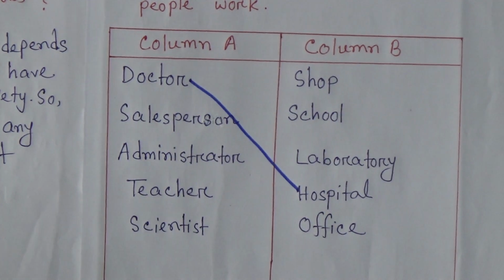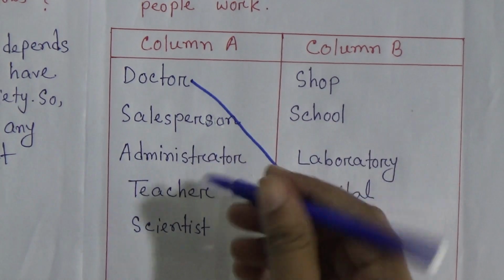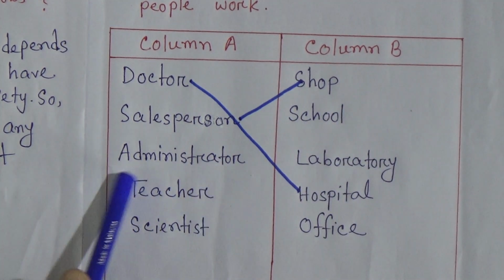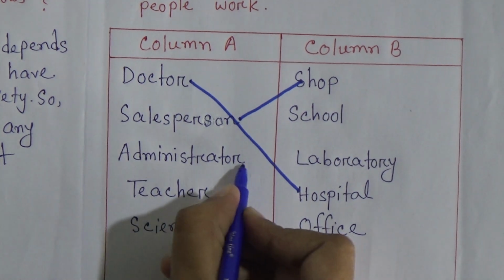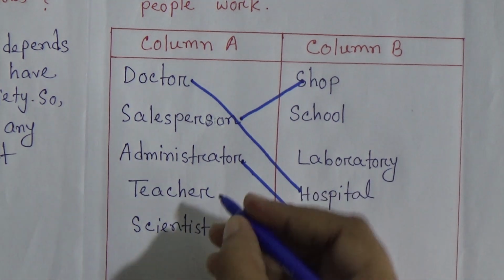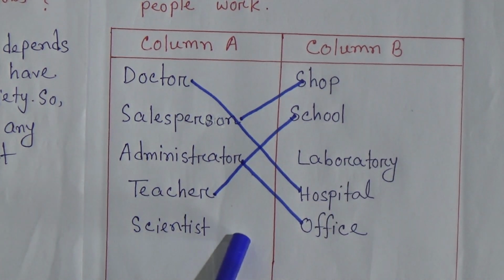Salesperson, you know, a salesperson's job is to sell something in a shop. Administrator, we know an administrator works at an office. Teacher teaches us at school, and scientists, they research at laboratory.